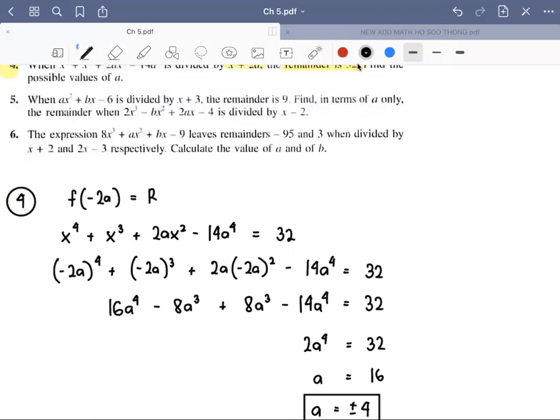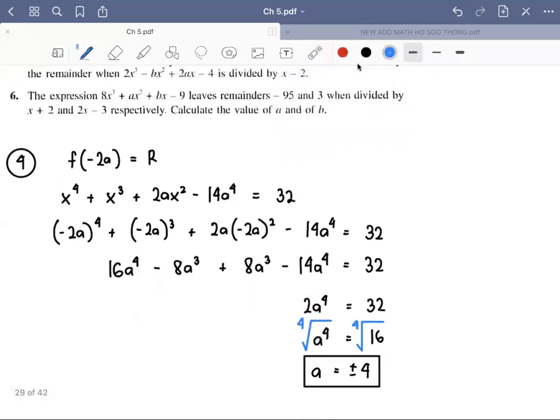So how do we get rid of this one? Of course, it's the same. We need to get the fourth root of this. So your answer here is supposed to be positive and negative 2, not 4.